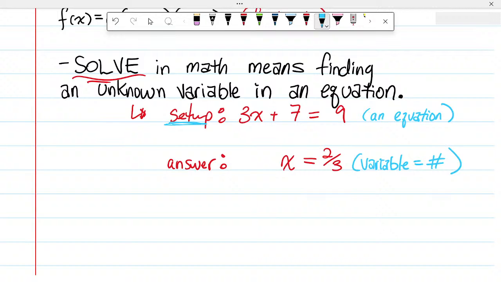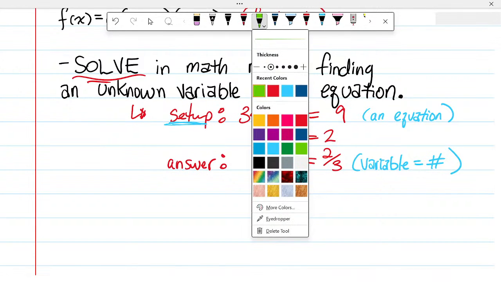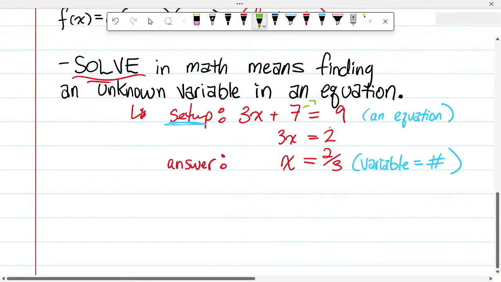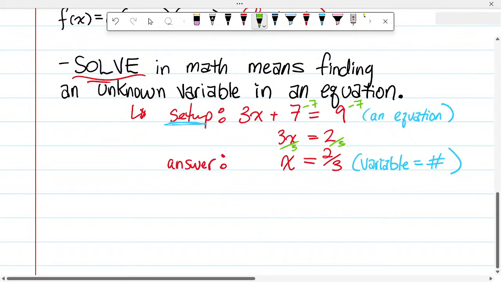I guess we can show that as the middle line. The middle line would be, oh, that's not red. The middle line would be 3x equals what? 9 minus 7, which is 2, right? So what we would have done there is we would have said, okay, to get rid of that plus 7, I have to subtract 7, which I have to do to both sides. And then, how would we deal with the fact that x is being multiplied by 3? We divide by 3.